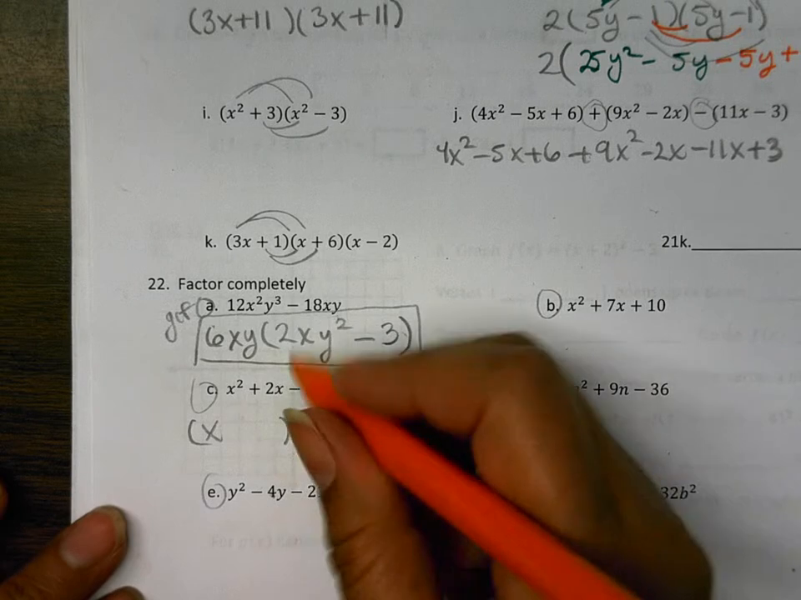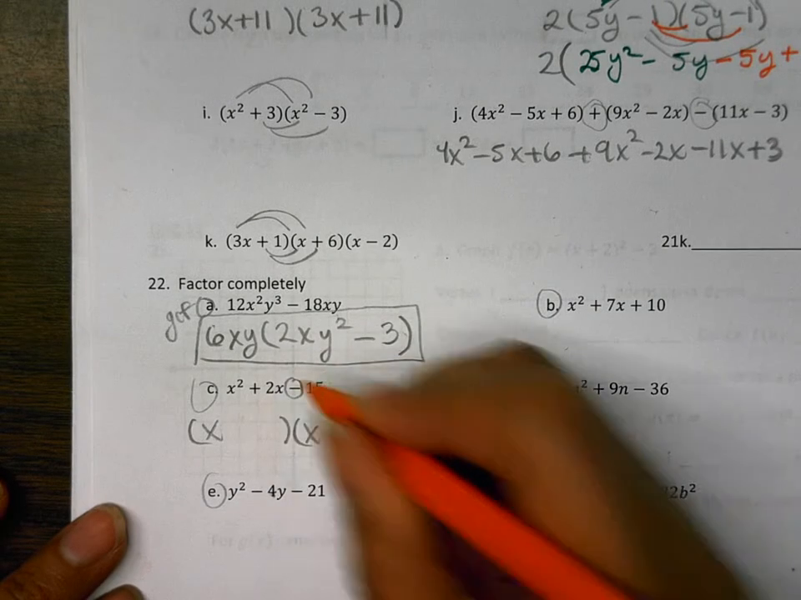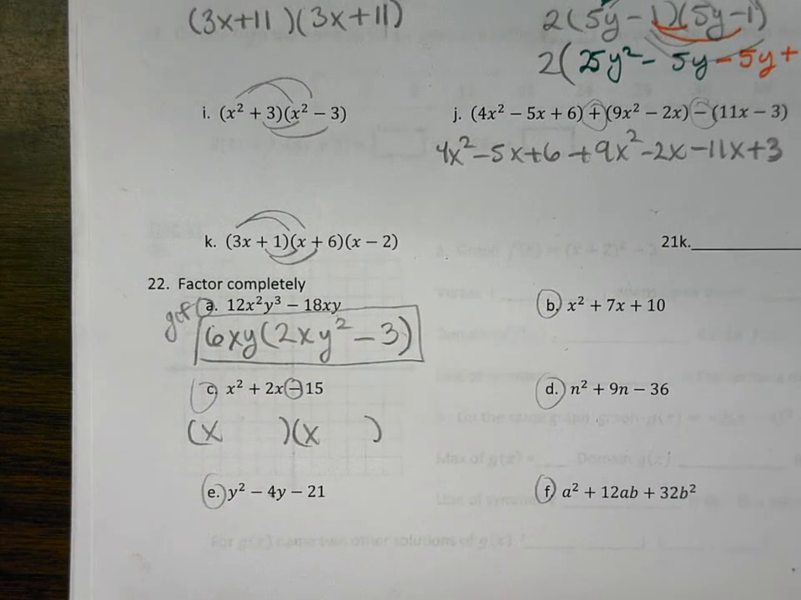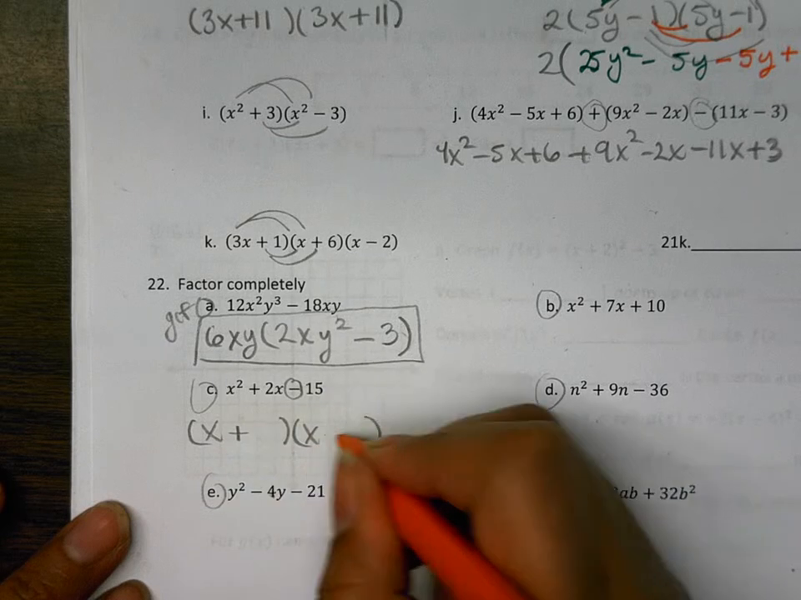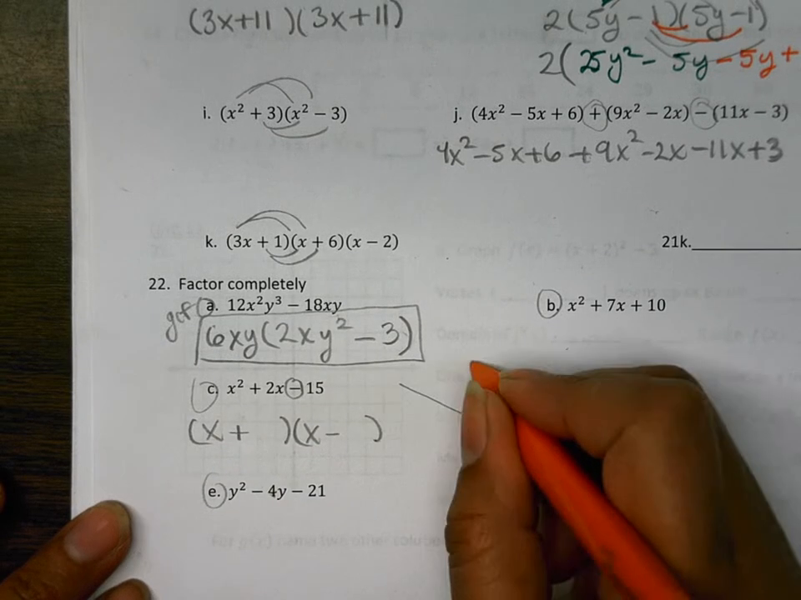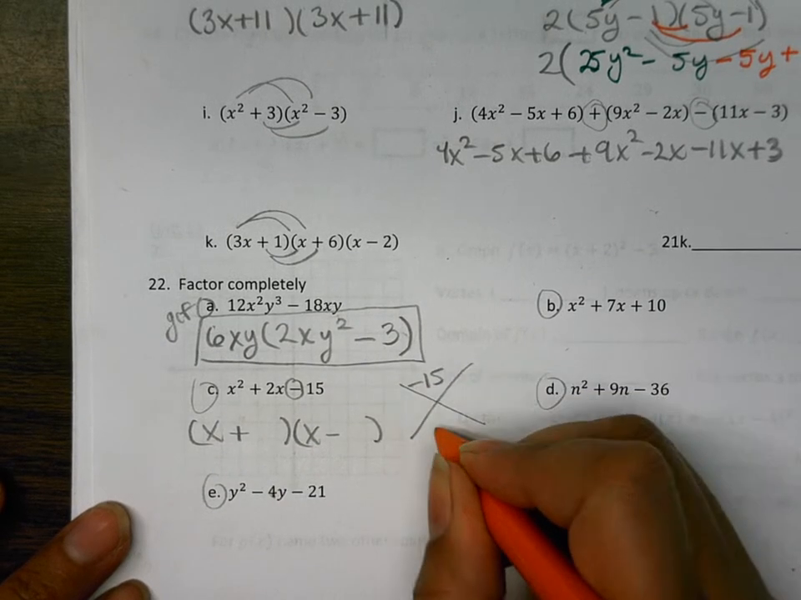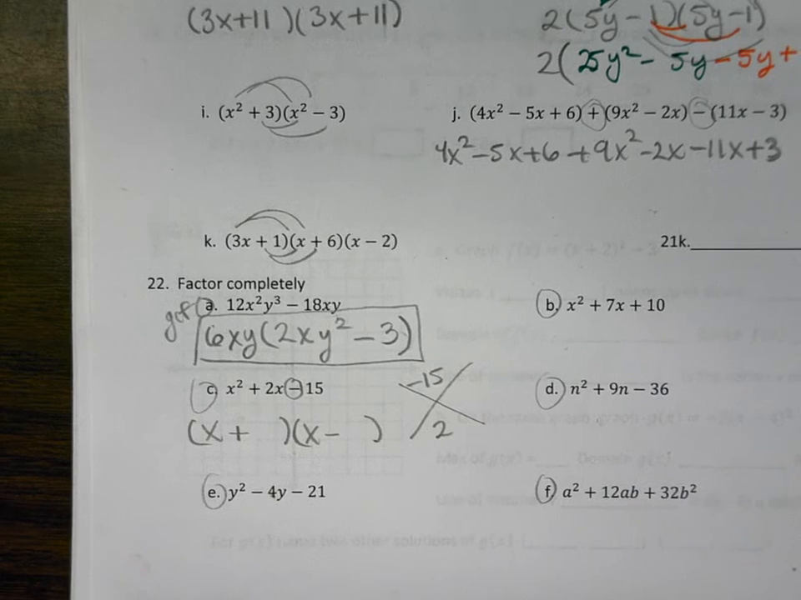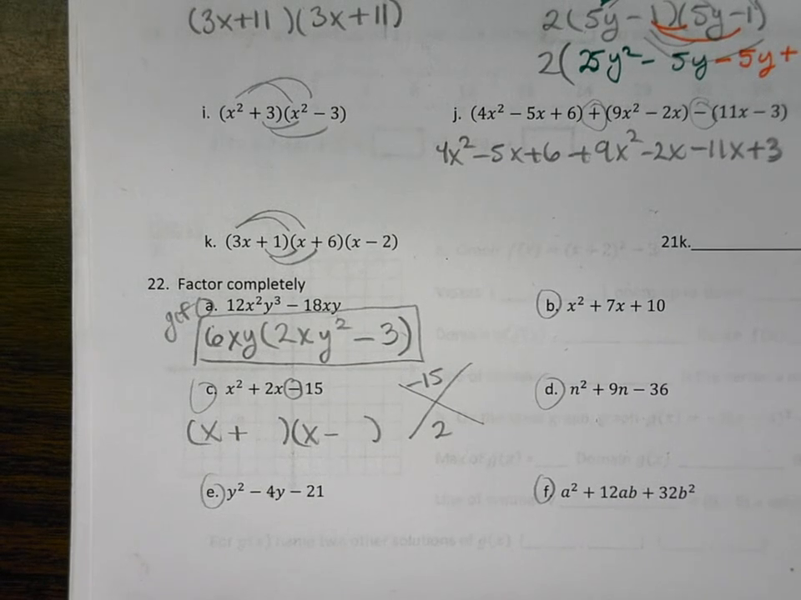What does this negative tell me? My two signs are the same or different? Different. One's plus and one's minus. And for those of you that do the X factor, it's negative 15, positive 2.